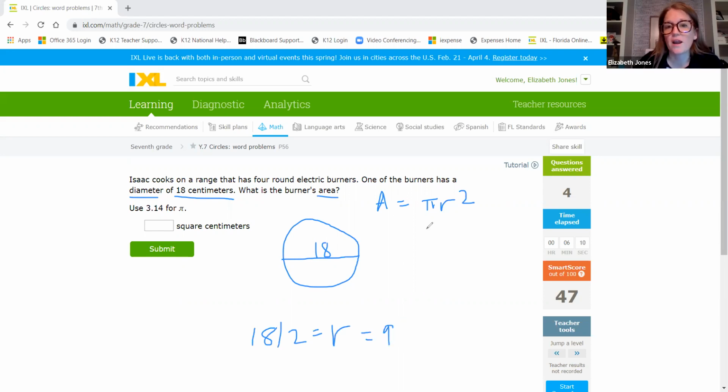So then we're going to go back in and we're going to plug in 9. So we're going to do 3.14 because that's pi. We're going to multiply it by radius squared, which is 9 squared. And remember, it's not 9 multiplied by 2. It's 9 squared, which is 9 multiplied by 9, which is going to give us 81. And then we're going to multiply that through by 3.14. And we get 254.34.